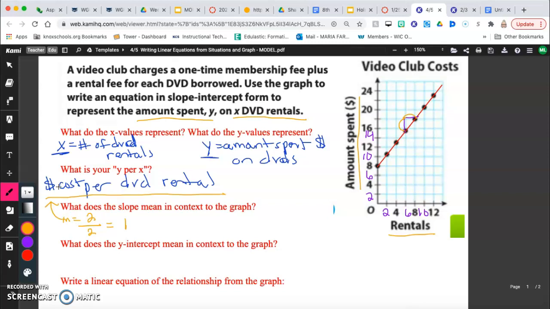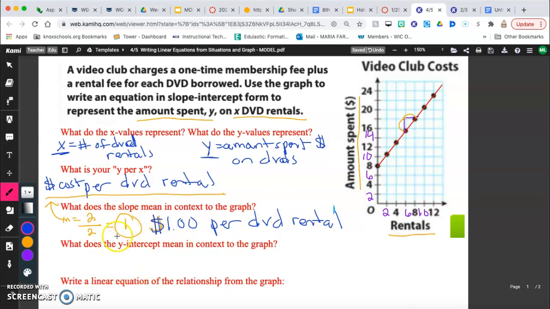Vernon? Well, it's $2 for 2 DVDs. Oh, $1. $1. That's what our slope tells us. It's 1 here, right? This number directly links to the cost per DVD. If our slope is 1, that means it's $1. $1 per DVD. For each DVD you rent, it's going to cost an extra $1.